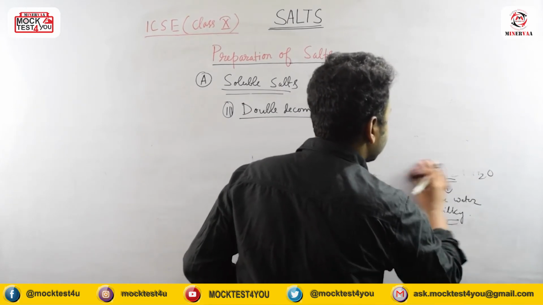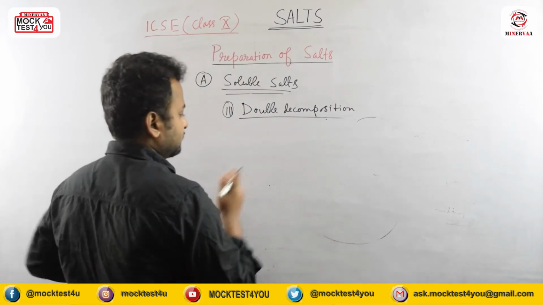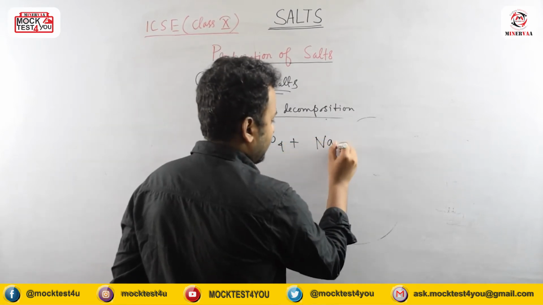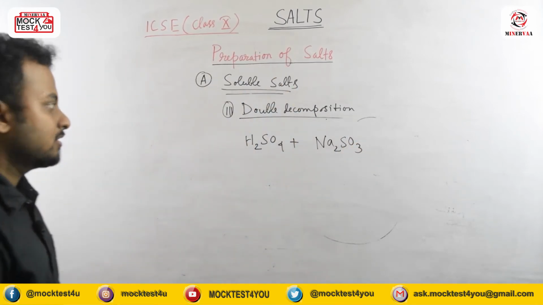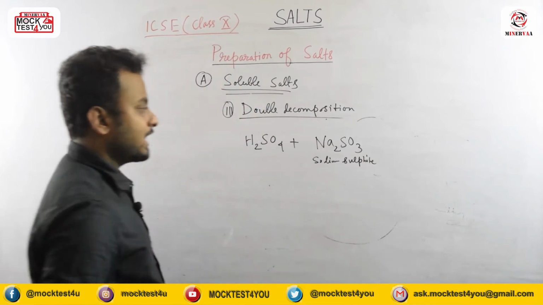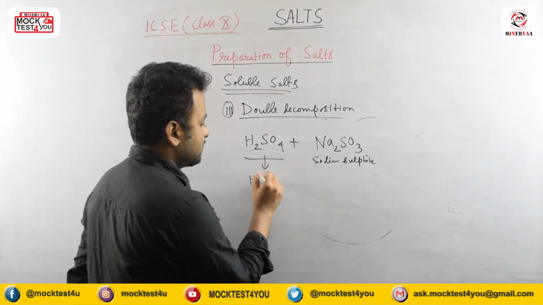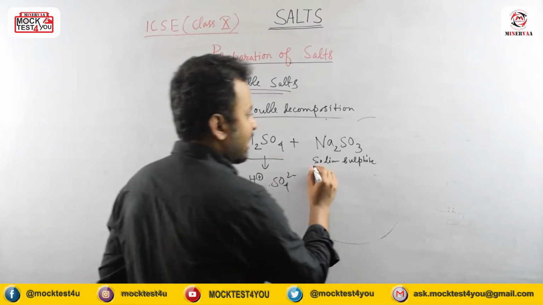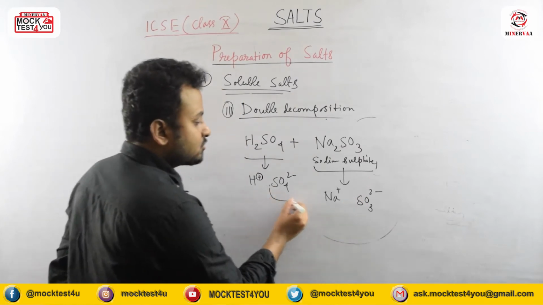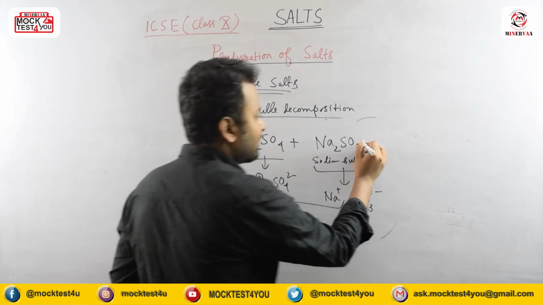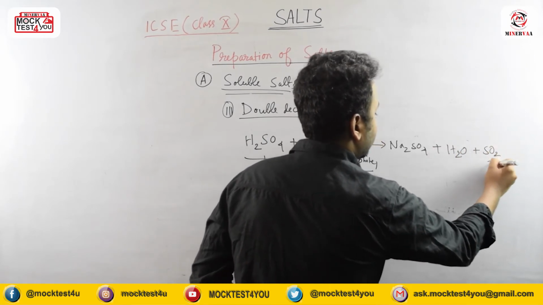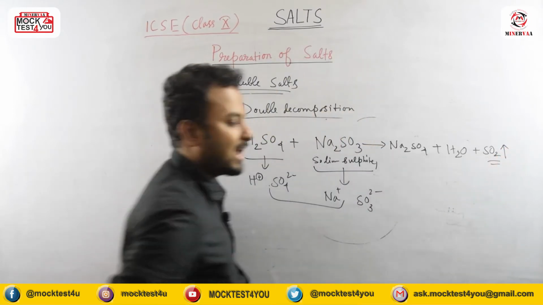Now we'll see the reaction of acid with sulfites or bisulfites. Suppose we are reacting H2SO4 with sulfite, Na2SO3. This is sodium sulfite. So H2SO4 is reacting with sodium sulfite. What will we get? We'll get two types of ions here, H plus and SO4 2 minus, right? And from here we will get two types of ions, Na plus and SO3 2 minus. So these two will combine, Na and SO4. So what will we get? Na2SO4 plus H2O plus SO2, right? So SO2 is a gas which will be evolved.